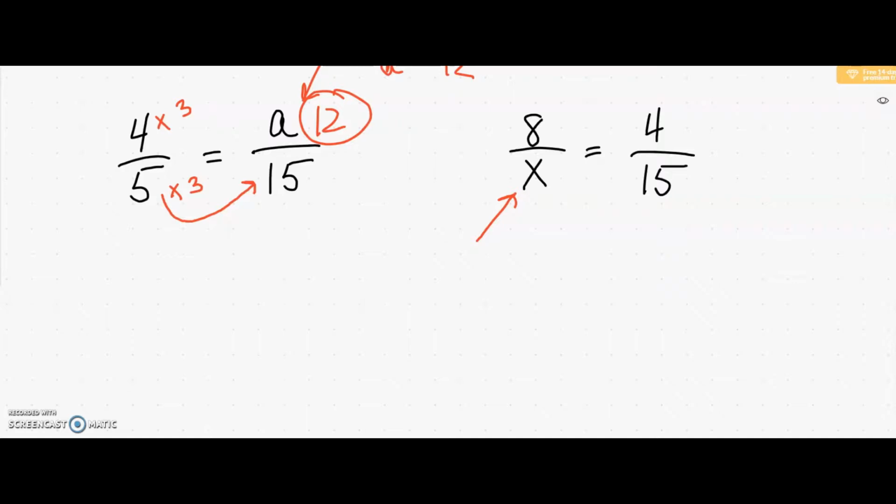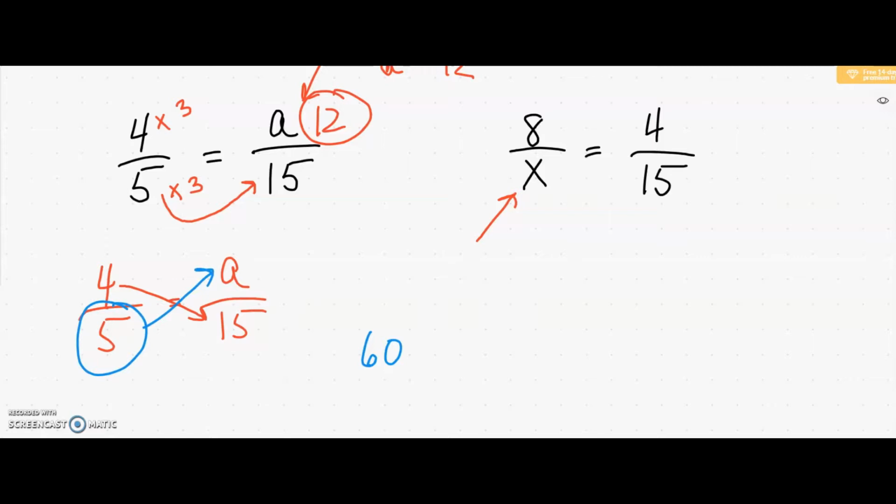The other way to do it is if I take my 4/5 and I take A over 15. This is one of the ways you may have to do it, because sometimes you won't see a relationship. In this case, I'm going to multiply 4 times 15, and 4 times 15 gives me 60. Now, the 5 has no number to work with, so I take that 60 and divide it by 5, which gives me 12. So A equals 12. There's two ways to do it.